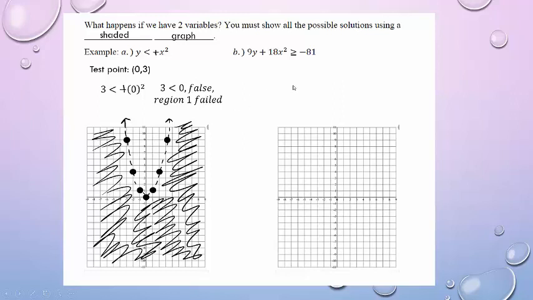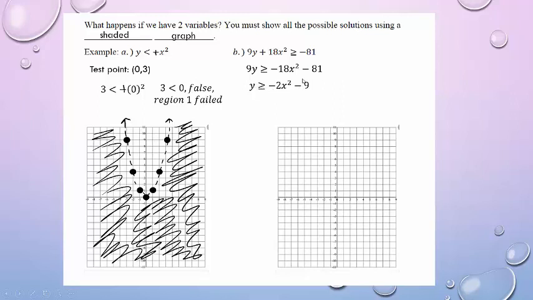Alright, so we'll do it again for letter B. First thing I want to do is I don't want to have 0 on one side because it's a two variable problem. I always want to isolate y because I'm going to pretend that this says equals. So I want it to say y equals and then whatever the problem is. So we'll have to subtract the 18x squared over, and we'll have to divide everything by 9. And that will give us negative 2 and negative 9.